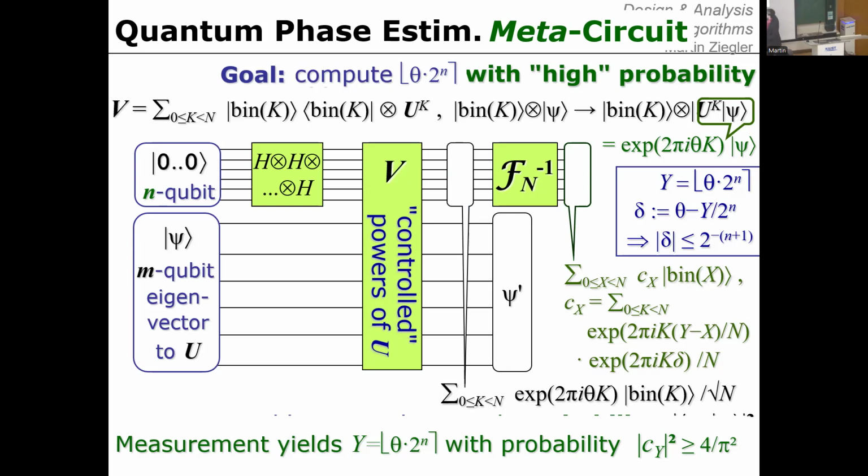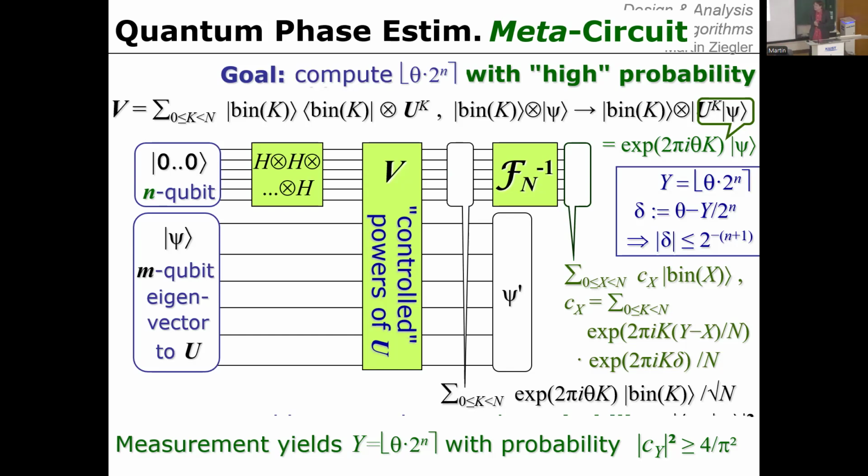First Hadamard on the first n qubits, then these controlled powers of U, all possible powers of U, controlled by the value of the first n qubits, then inverse Fourier transform, and then measurement. That's a circuit. And as I said, the math promises that this works.